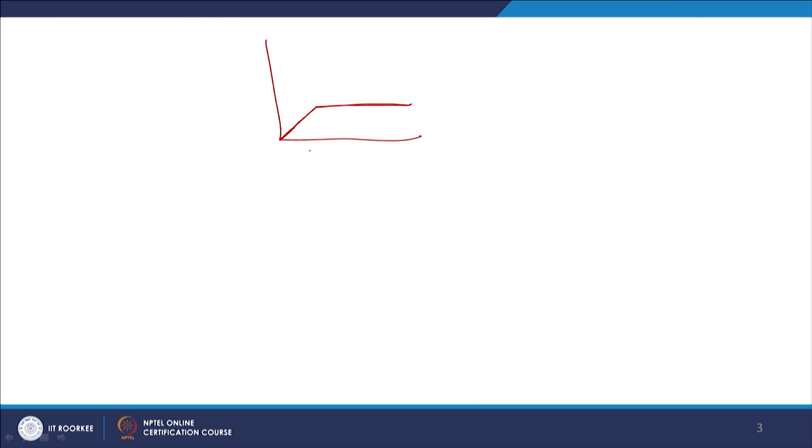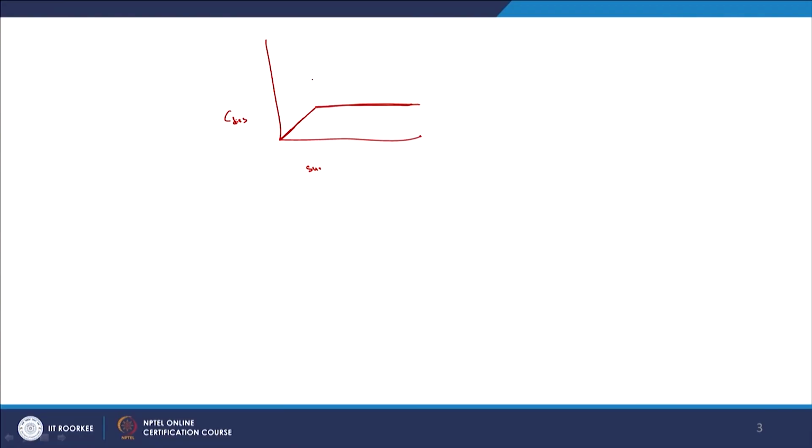As I keep adding more surfactant, after a certain point the concentration of surfactant that is dissolved is constant, it does not increase. So, what happens to all the surfactant that I am adding now? That turns into a phase called the micelle phase.